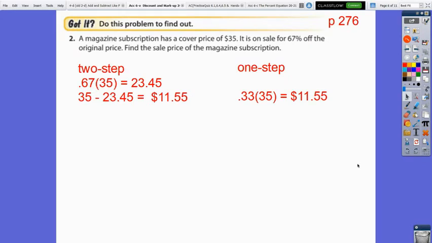So again, typically you can use either method here, unless it asks you specifically for what the discount is or how much money you're saving, then you have to do this first step over here. Okay, but that's a different question. If the question is just asking you what the final sale price is, you could use either method.